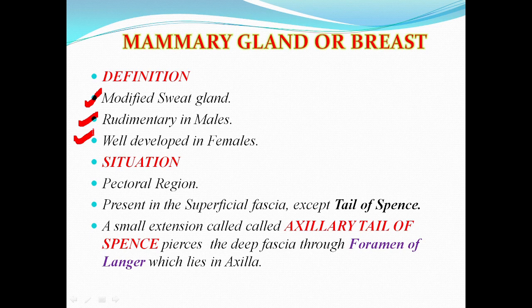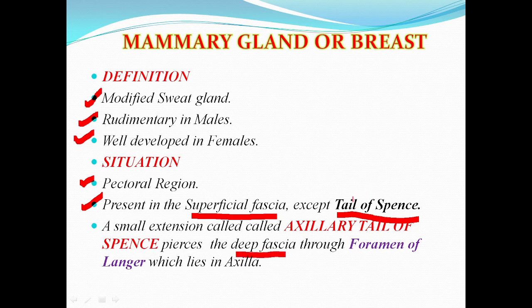As we are already done with the pectoral region, I hope you understand very clearly now where it is situated. It is situated in the pectoral region. As I said, it is present in the superficial fascia. This is very, very important to be remembered. When you study the next slides about the external features and parts of the mammary gland, you will come across a term called the tail of Spence. Except for the tail of Spence, all the parts of the mammary gland are located in the superficial fascia.